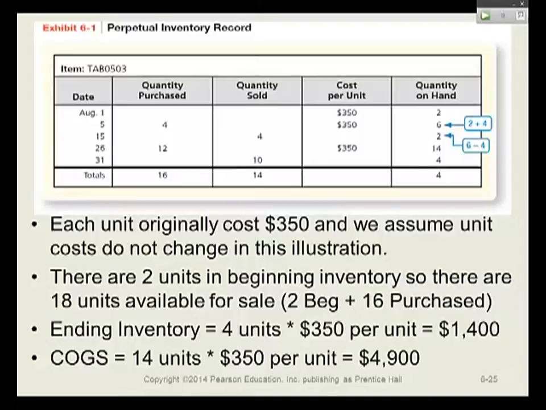Now, because everything is at the same price, the allocation problem really doesn't exist. The units you have on hand are going to be 4. You sold 14, and what gets a little confusing, and I'm trying to keep what I do with you as consistent as possible with the textbook, is that it looks like this doesn't add up. I've got 16 units purchased, but I have what? 2 at the beginning. So essentially, I've got 2 units.